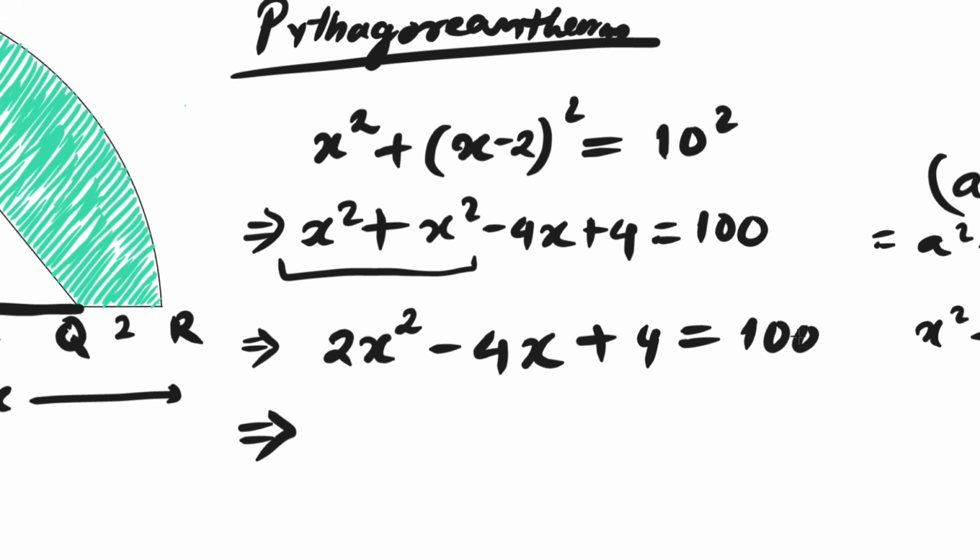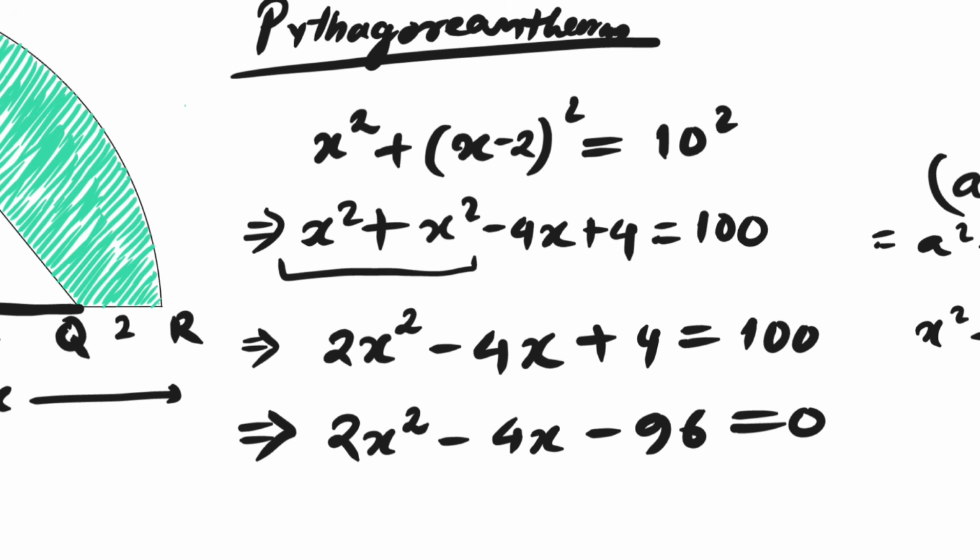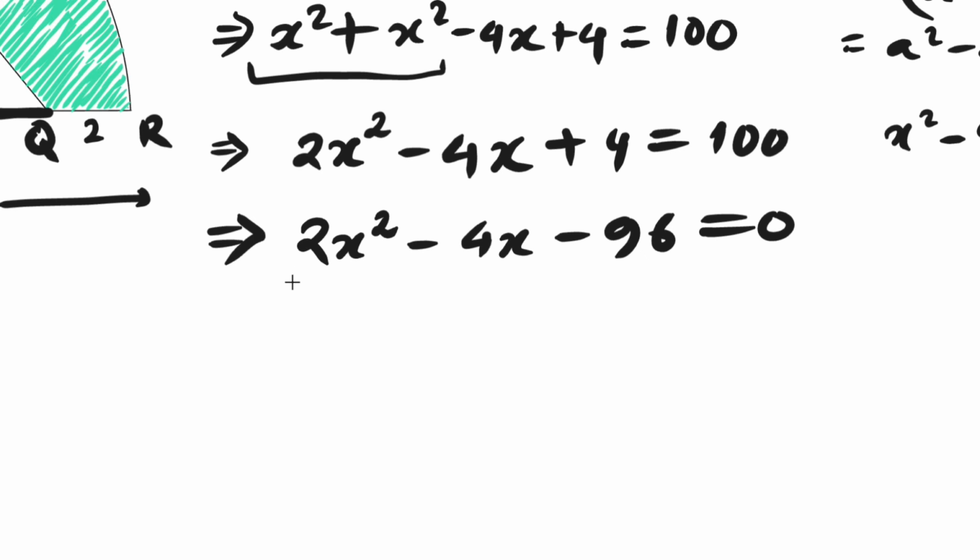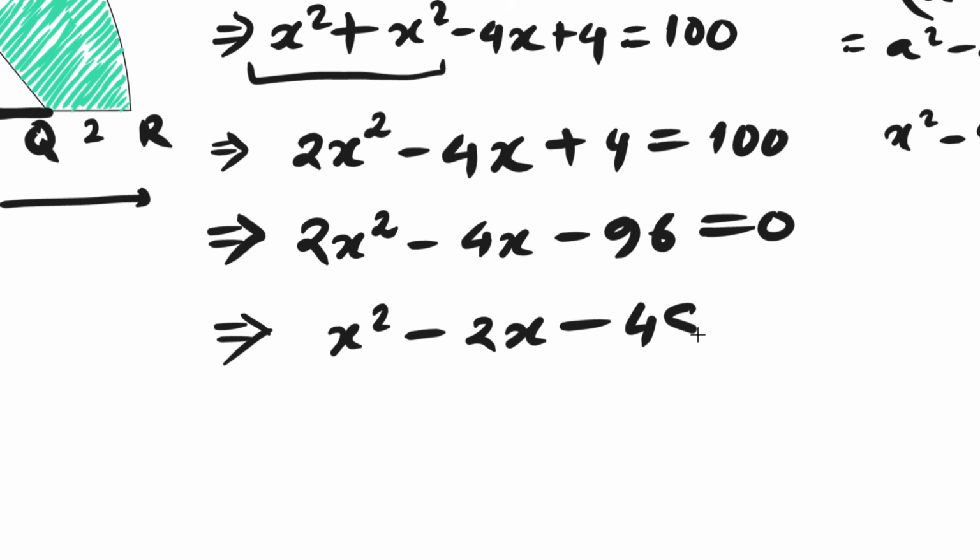Next, let's move everything to the left-hand side so that the equation becomes equal to 0. Subtract 100 from both sides. That gives us 2x squared minus 4x minus 96 equals 0. Notice that every term is divisible by 2. So let's divide the entire equation by 2 to make it easier to work with. We get x squared minus 2x minus 48 equals 0.